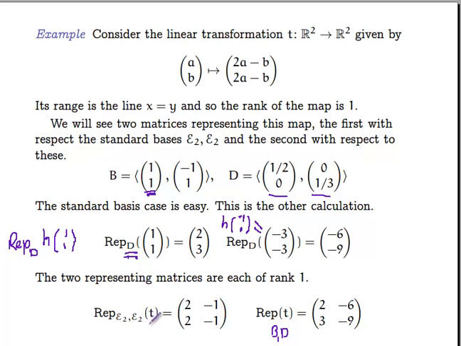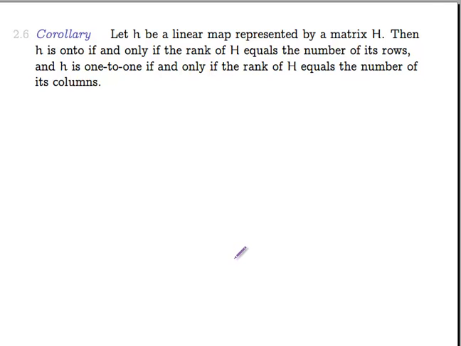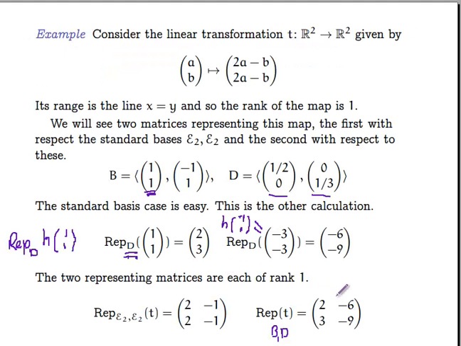And the representation with respect to the standard basis, you should be able to work this out, is 2, 2, -1, -1. You can see that the dimension of the column space here is 1, which is the same as the rank of the map. The dimension of the column space here is 1, and that's the same as the rank of the map. So these matrices are different depending on the bases, but the ranks are always the same.